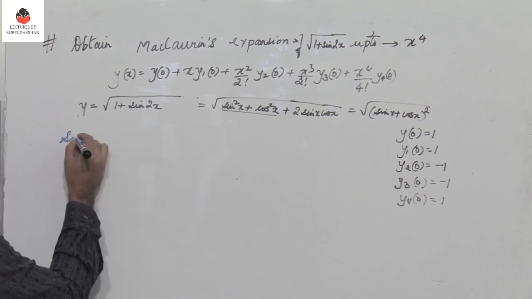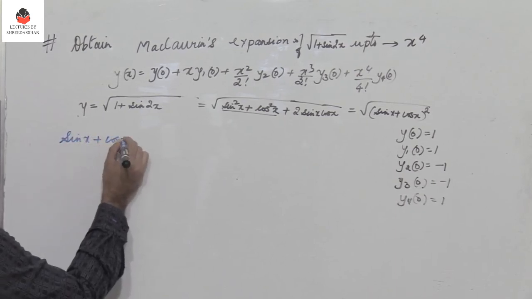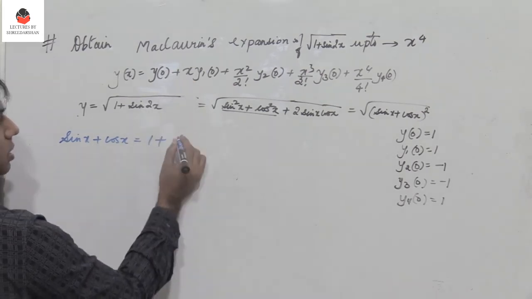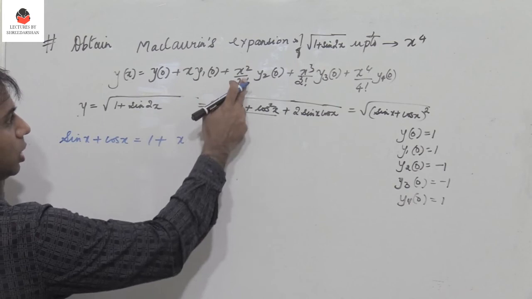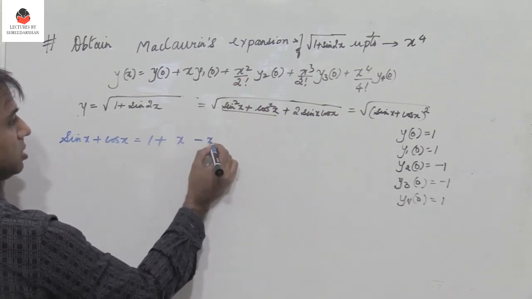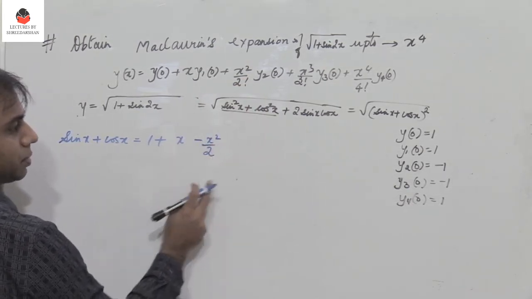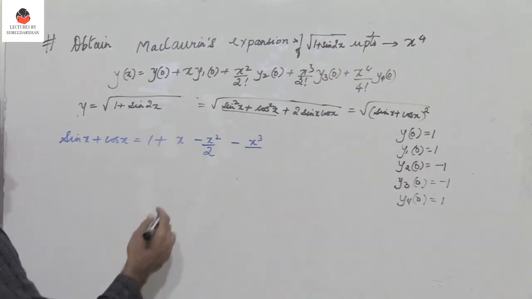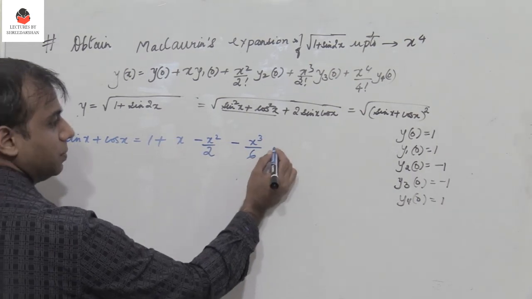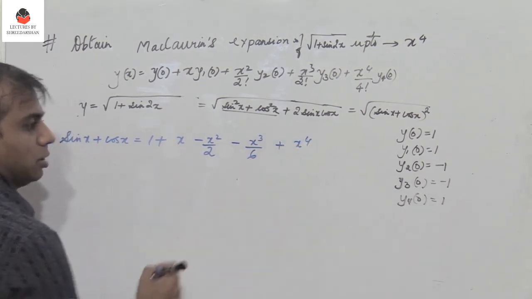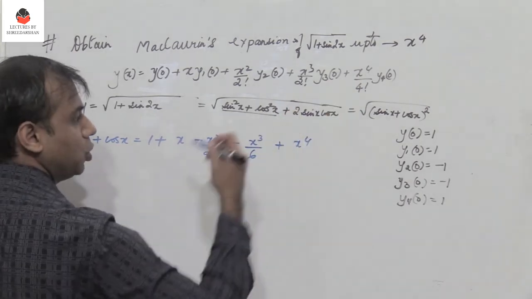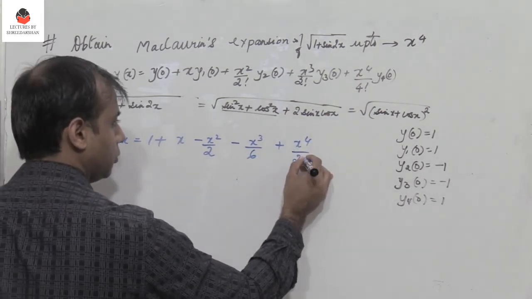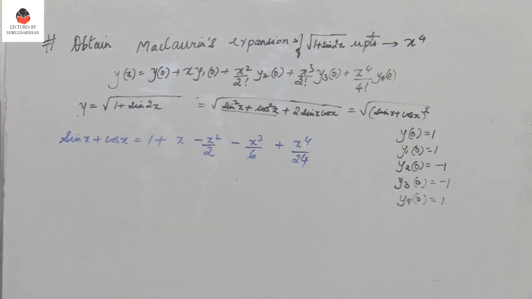So we have sin x plus cos x equals, what is y of 0? 1, plus x into 1, and then you have y2 of 0 is minus 1, so it is minus x square by 2. Then y3 of 0 is also minus 1, so it's minus x cube by 3 factorial, which is 3 into 2, which is 6, plus x power 4 into 1, y4 of 0 is 1, 4 factorial is 6 into 4, which is 24. So this is the final answer.